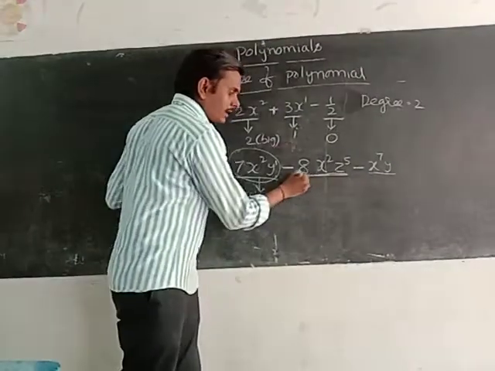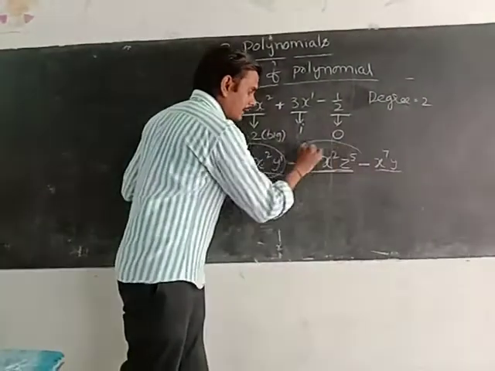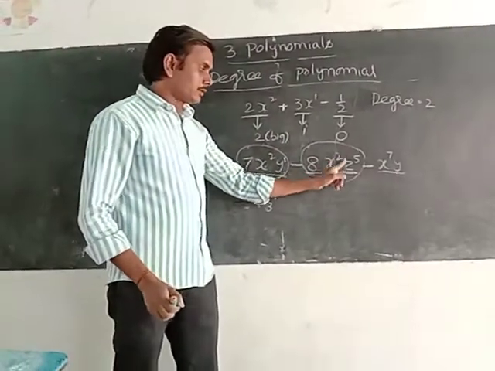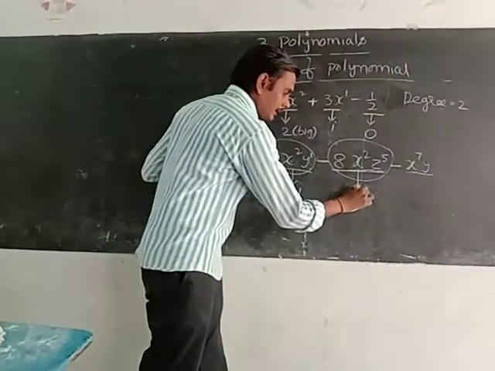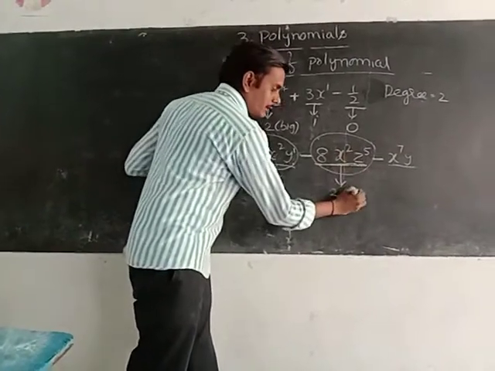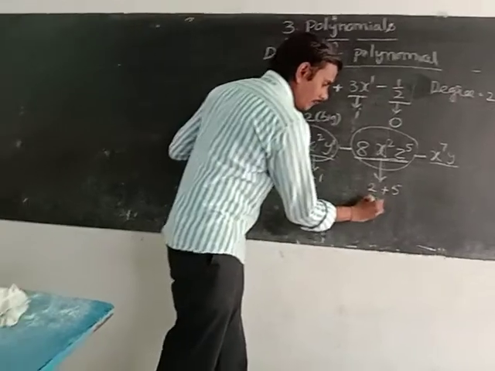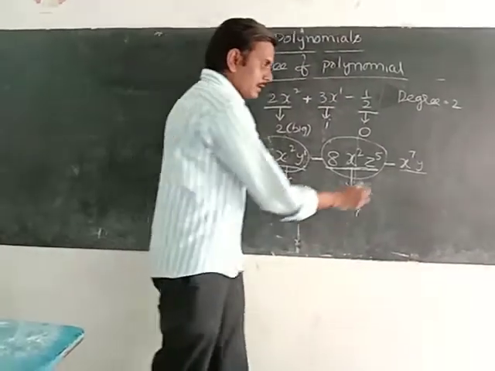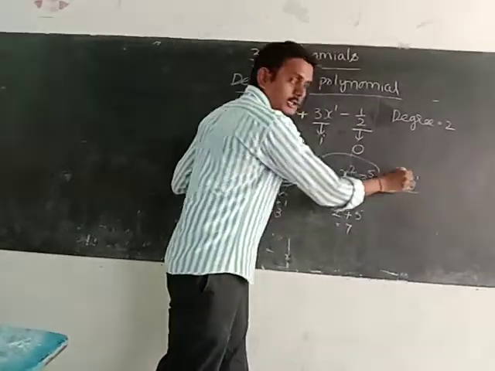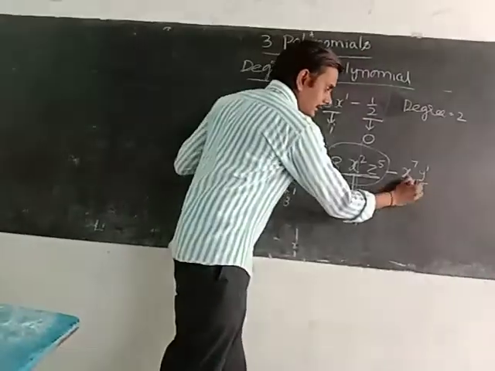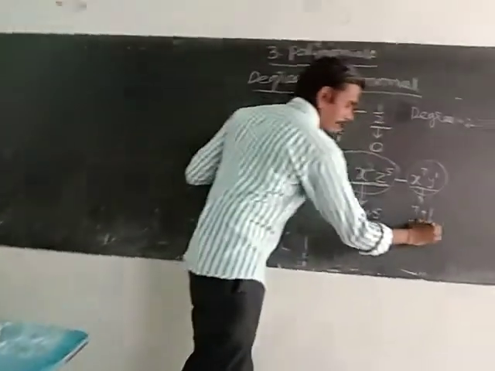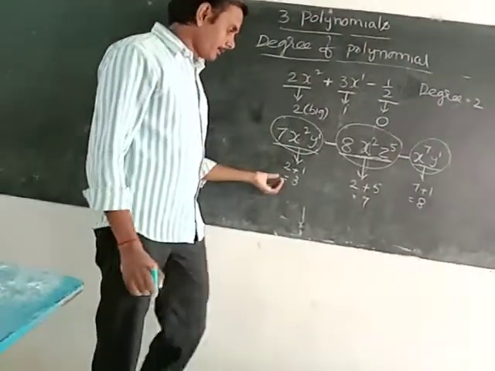Similarly, for this also you have to calculate degree. How many variables are here? X, z. X power 2, z power 5. That means adding these two, we get 5 plus 2, 7. Next, x power 7, y power nothing is there, that is taken as 1. So this degree is 7 plus 1, 8.